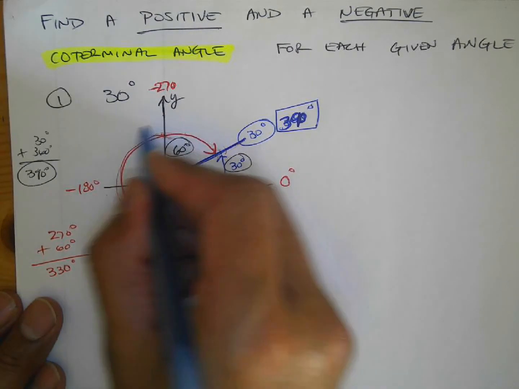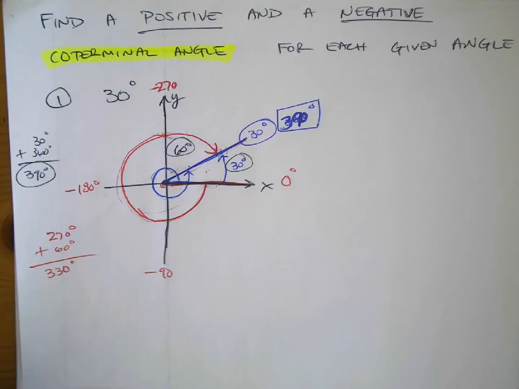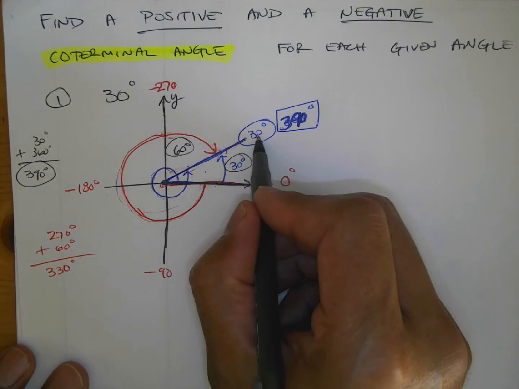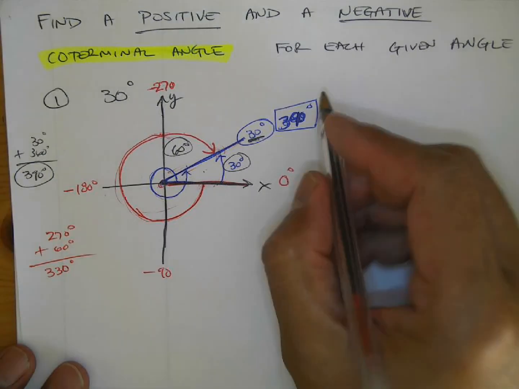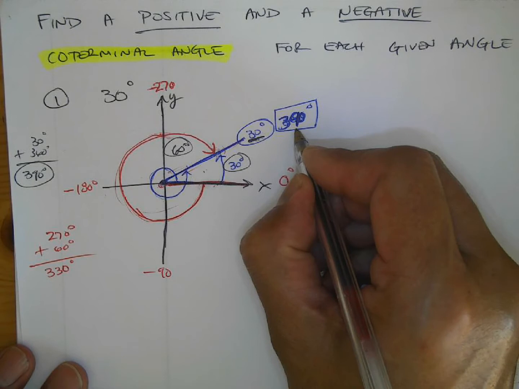For the negative angle, I just got to go the first time around. The first time around. So all these are coterminal. They're in the same place. 30 degrees was your given angle, but your positive angle that is also coterminal is the 390.